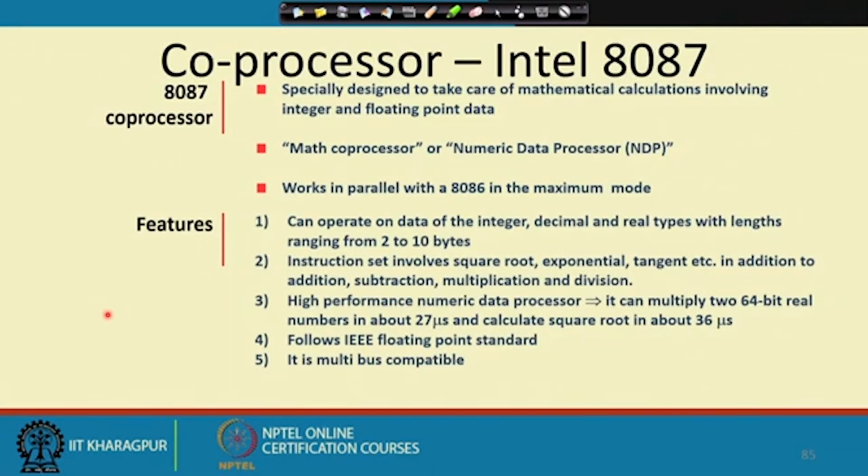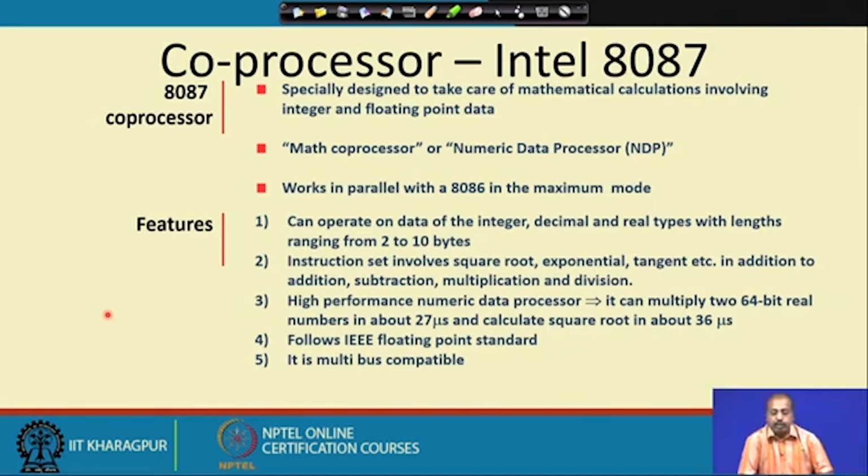If you look into the features of 8087, it can operate on data of type integer, decimal and real types with lengths ranging from 2 to 10 bytes. Up to 10 bytes means that huge numbers can be handled by this. 10 bytes means it can handle an 80 bit number, which is really a huge number.